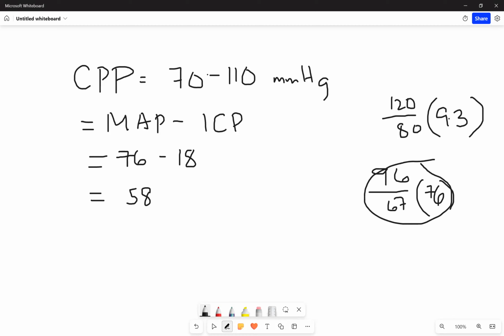With this blood pressure, therefore, is this good for a stroke? No. What about this one? Let's go 93 minus 18. What is this?